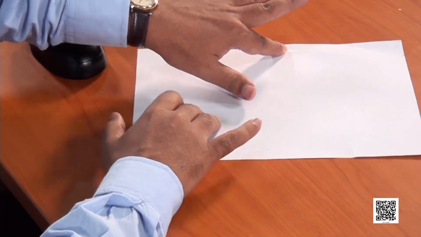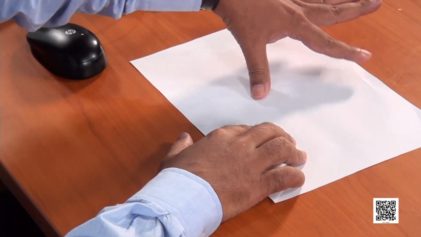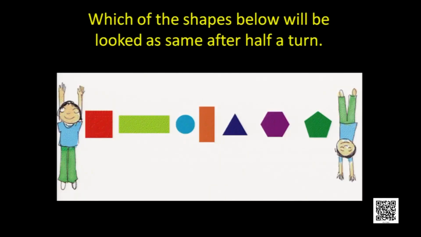Suppose this is a rectangular piece of paper. I am taking the second one, I am not taking the square. Rectangle, the position is like this. So I have to turn it half. See, this is 90 degrees, then this is 180 degrees. So it looks similar. So when I turn half, this rectangle looks similar. Similarly, in the case of a circle, on a half turn it looks the same. In the case of a square, you see the first one, the square on a half turn looks the same also.